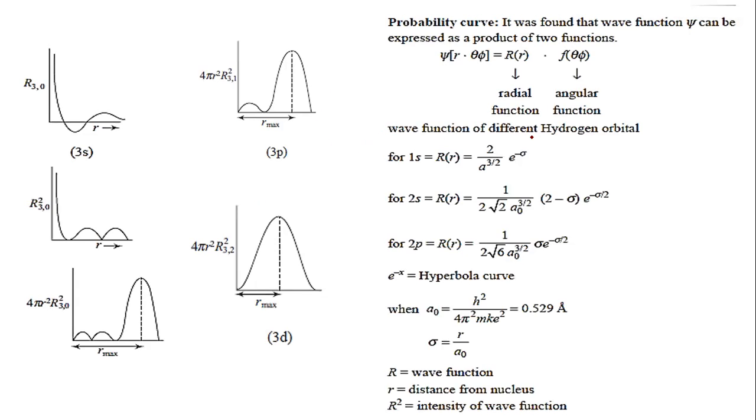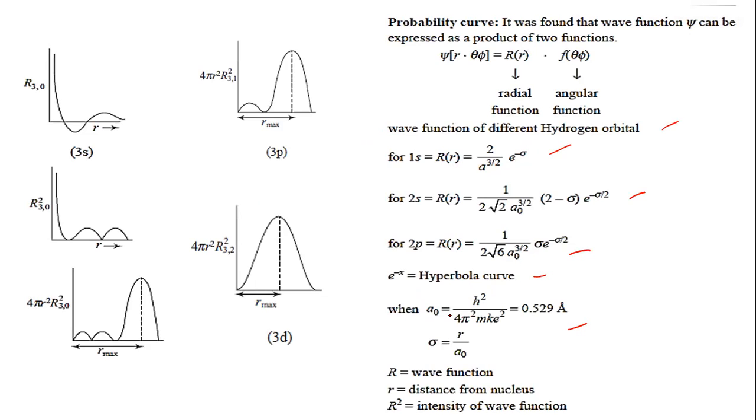And in this one, the wave function is different for the hydrogen orbital, given by these derived formulas, conceptual formulas. These will be part of higher level studies. You will again get to know the derivation part of it. 1s is 2 by a power 3 by 2 into e power minus sigma, and 2s is given like this, 2p is given, and e power minus x is a hyperbola curve here.